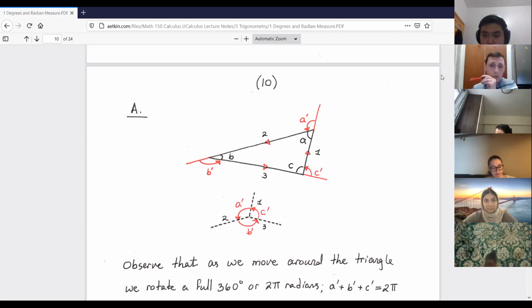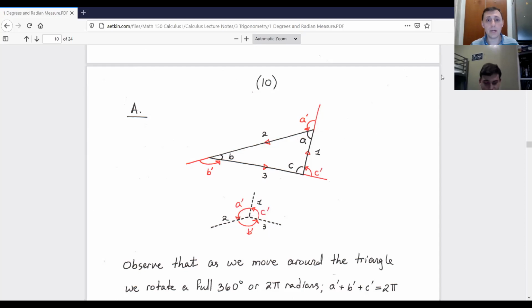Right? A lot is not good, guys. I mean, how much do you turn? You made a full revolution once your nose is pointing in the same direction again. Do you see that? We're going to use that to understand why the sum of angles is pi.